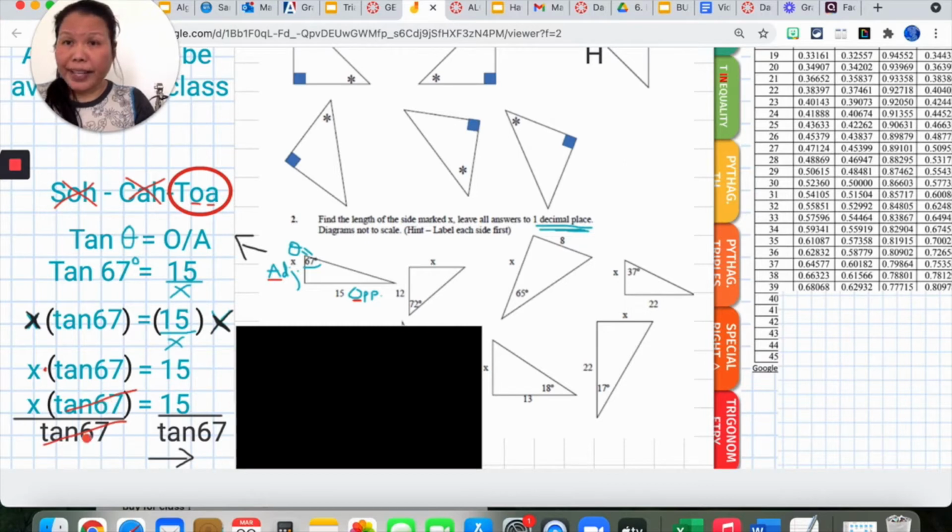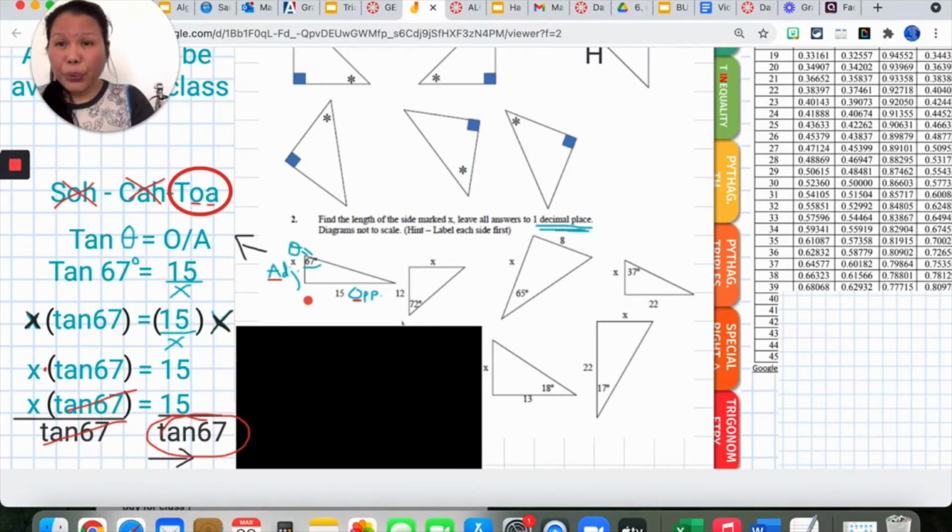The tangent 67 now is on the right hand side, and we end up with x equal to 15 divided by tangent of 67. Now I'm going to go ahead and look up this value. What is tangent of 67? And then I'm going to calculate what is 15 divided by that number.